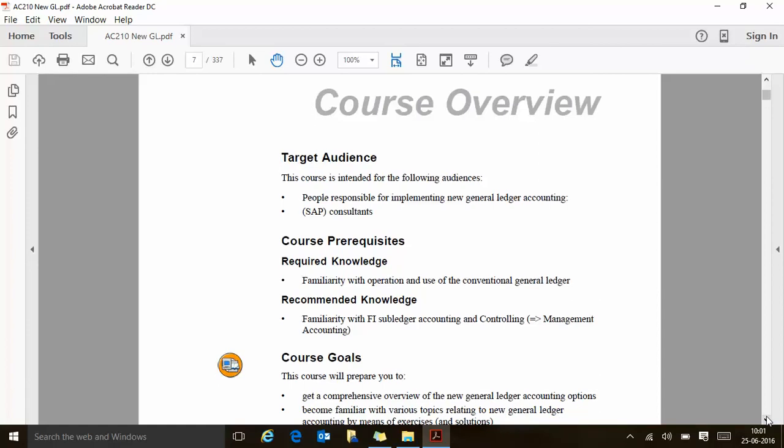So this course is intended for the following audience: people responsible for implementing new GL and SAP consultants. So those who are interested to implement new GL, those who want to understand how to implement new GL, how to migrate from classic to new GL, this course is intended for those people. Course requisite: familiar with operations and use of conventional GL. You should be aware of basic FI concepts, financial accounting, and of course some part of management accounting, the CO.